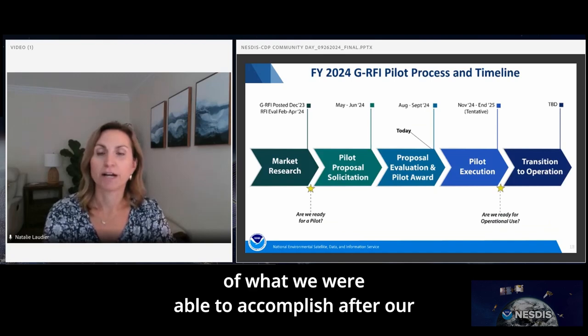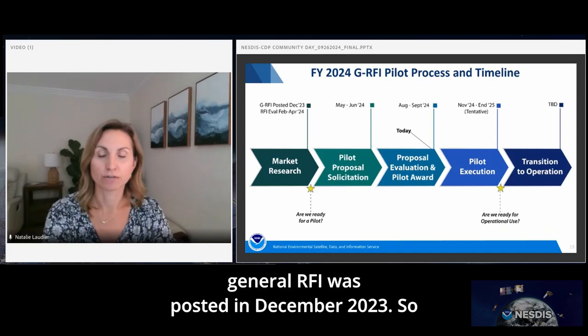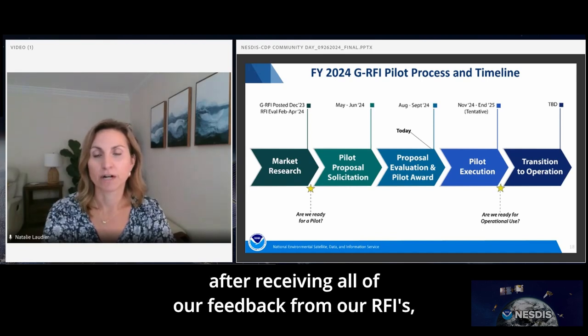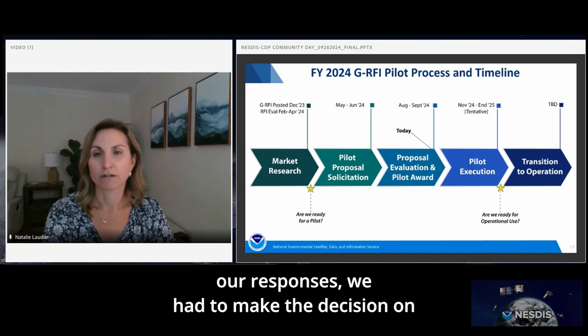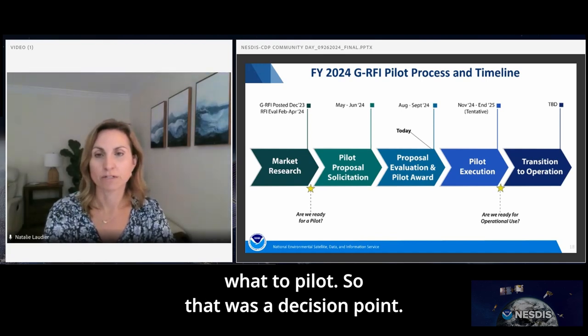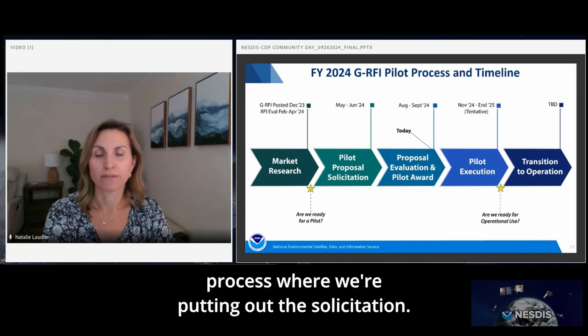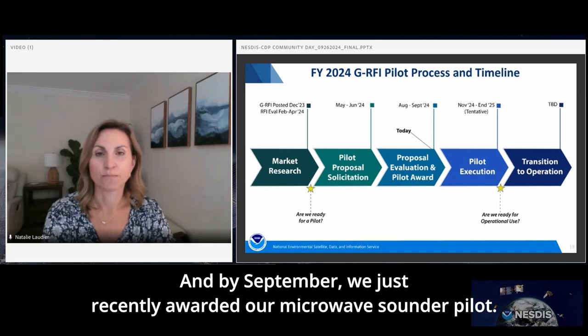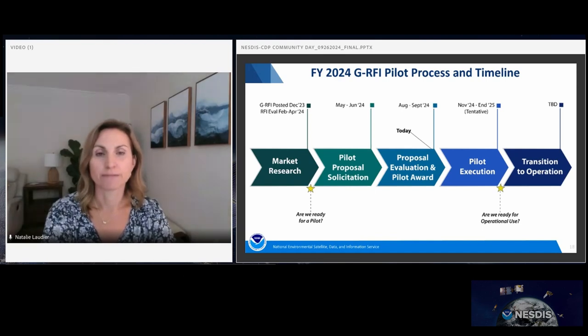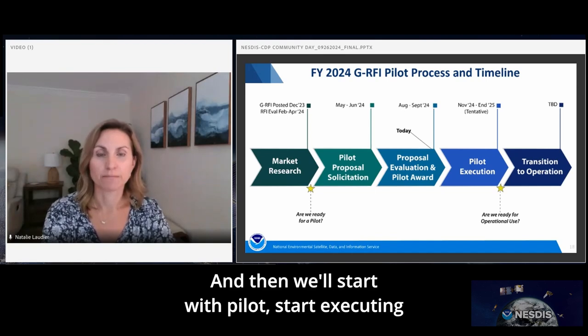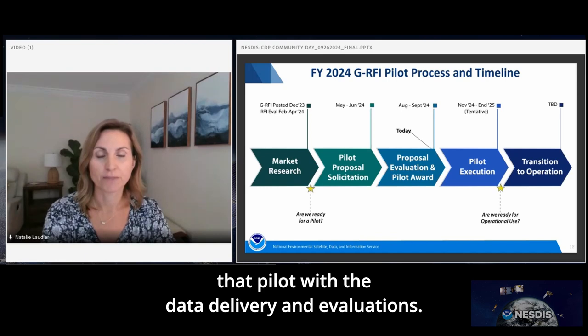This is our sample timeline of what we were able to accomplish after our general RFI was posted in December 2023. So after receiving all of the feedback from our RFI responses, we had to make the decision on what to pilot. So that was a decision point. And then we moved on to our acquisition process, where we're putting out the solicitation. And by September, we just recently awarded our microwave sounder pilot. And then we'll start executing that pilot with the data delivery and evaluations.